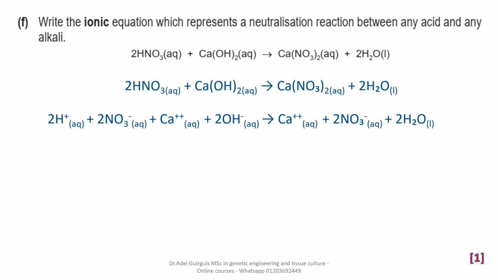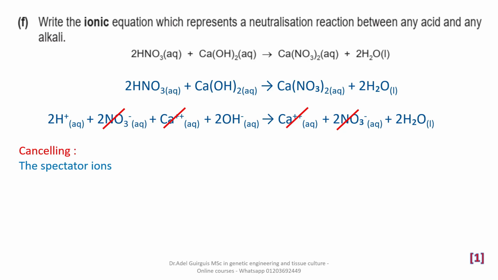The salt in aqueous form completely ionizes into 1 mole of calcium ions and 2 moles of nitrate ions, and 2 moles of water without ionization. Water doesn't dissociate. There are some ions present on both sides of the equation. We call these ions that are repeated on both sides spectator ions. We can cancel the spectator ions, like nitrate and calcium ions, present on both sides.